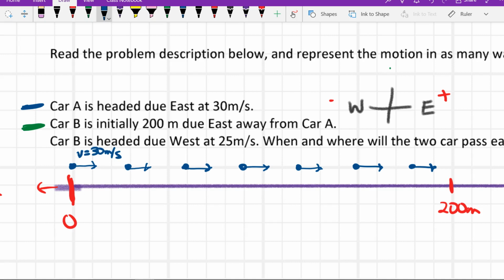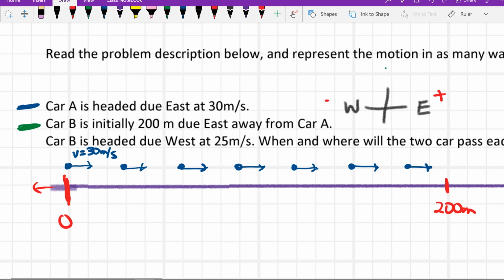Okay, so now car B, which I'll put in green, starts at 200 meters away, and comes back. Do I have room? Maybe I'll just put it just underneath here. So I'll put over here will be my green ones, and it's going at 25. So 5, 10, 25, 5, 10. So kind of like this, right? Okay, so I'll just do the rest.